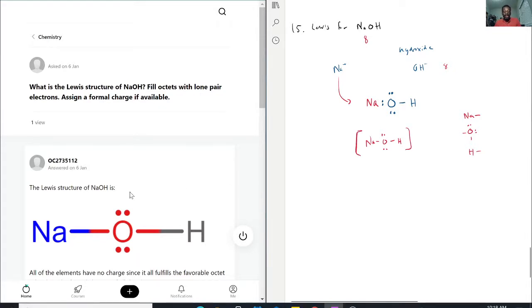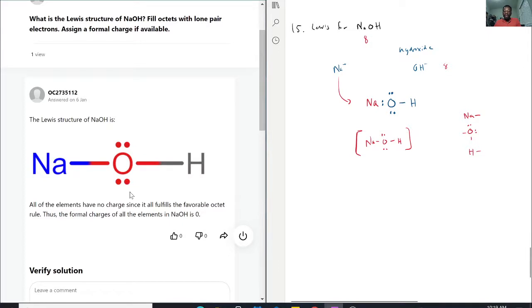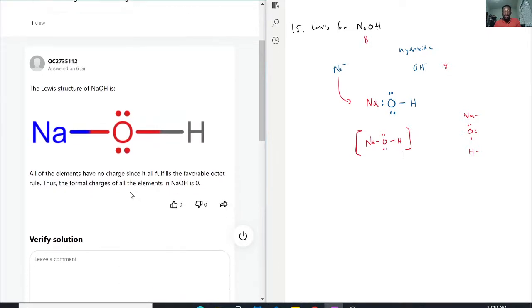Okay? And that is what we have. Formal charges are all 0, and it is indeed NaOH. But funny enough, I still like this picture better because when you do put this in a solution like water, we have the Na+ by itself and the OH-.